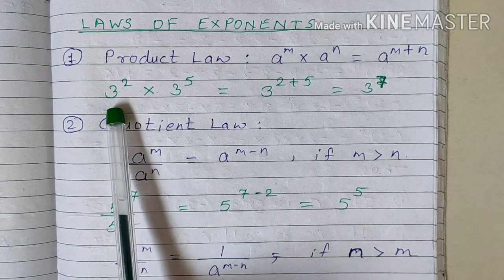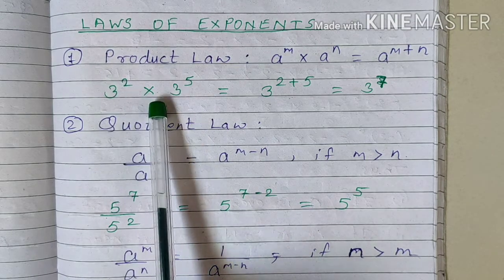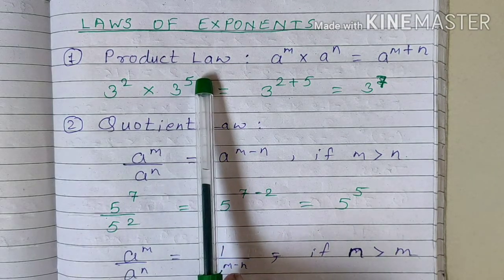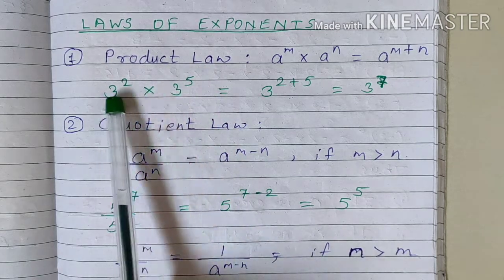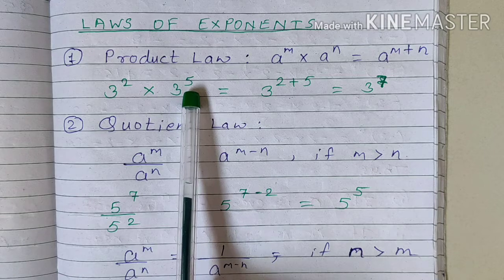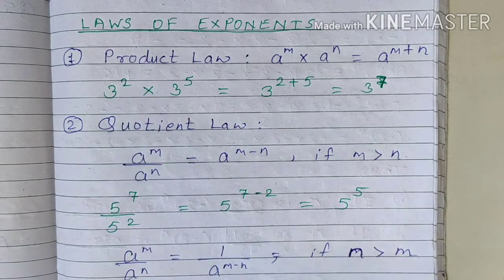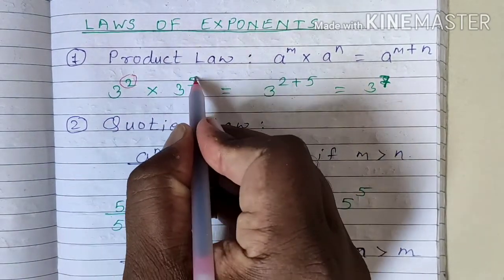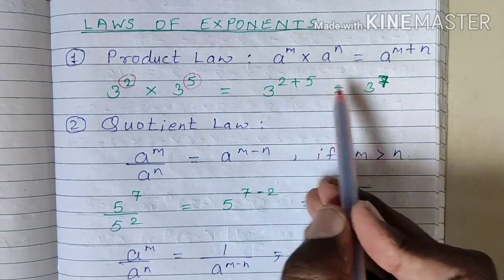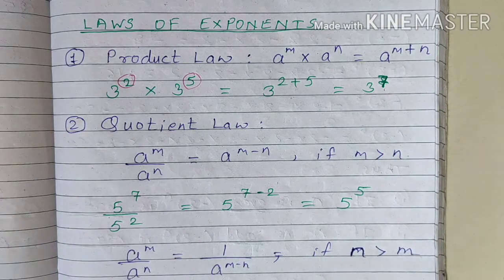Let us take one example. 3 raised to 2 multiplied by 3 raised to 5. See, the bases are the same, 3, 3. So what have we done? We have added the powers, that is 2 plus 5, the addition of this 2 and 5. 2 plus 5 is 7. Okay.